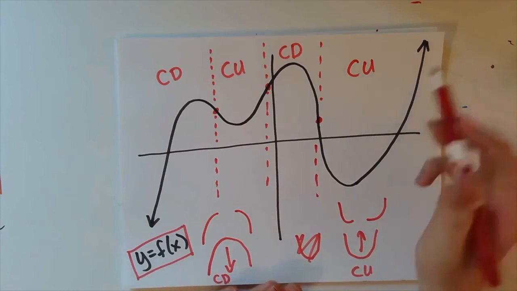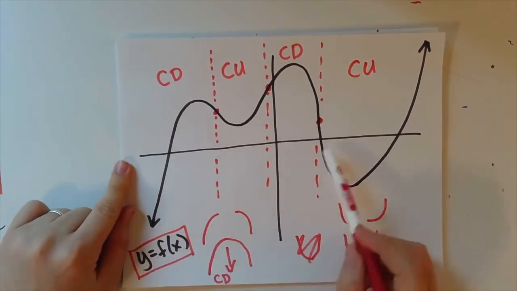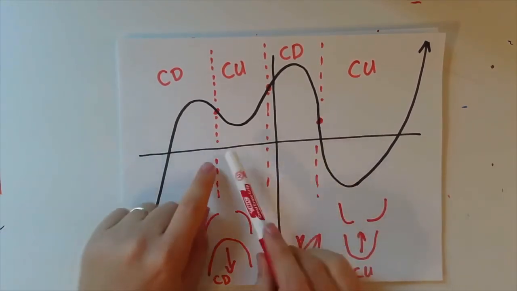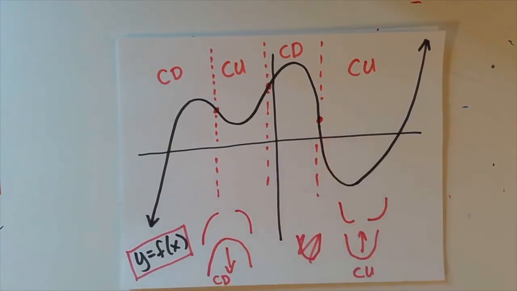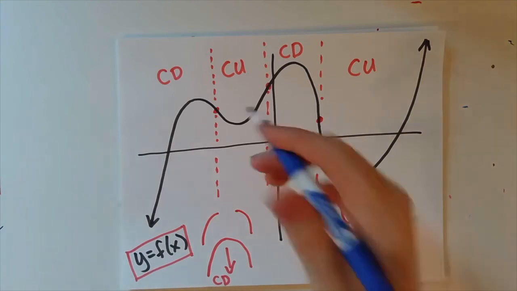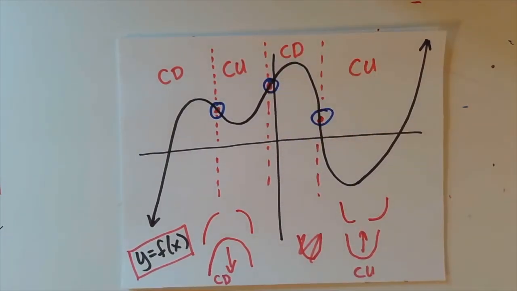When you're asked for what intervals something is concave up and concave down on, it's concave down on these two intervals, and it's concave up on these intervals. And when you're asked about the inflection points, they are these three points where the function changes concavity.